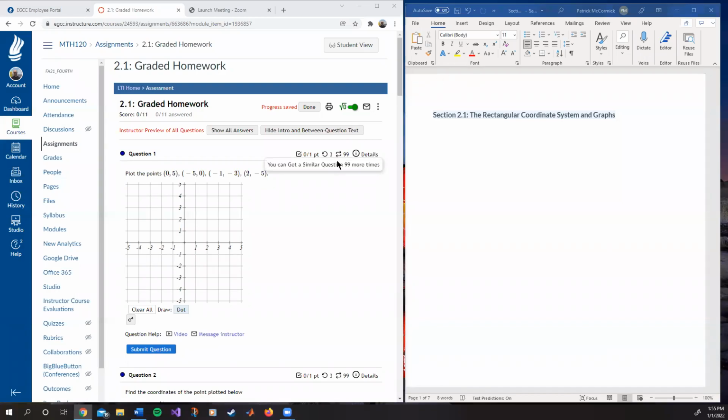Hello, class. So this is section 2.1 on your graded homework. What I'm going to do is work through these problems, and this is just one possible scenario. Everyone gets different problems, so these will be very similar, but they won't be exactly the same as the ones on your specific graded homework.